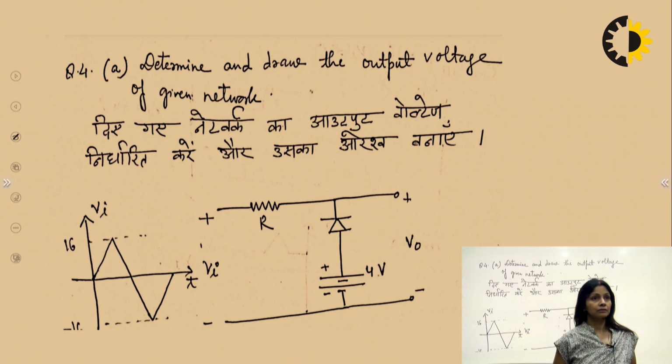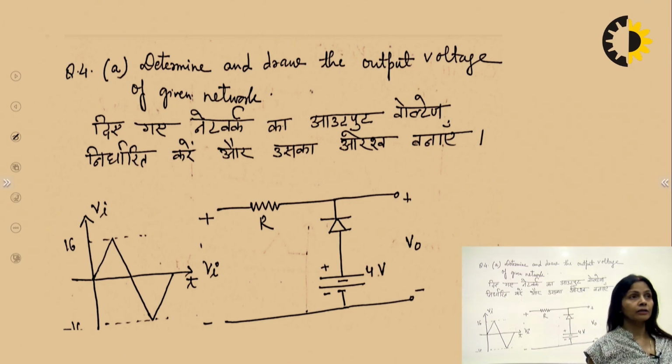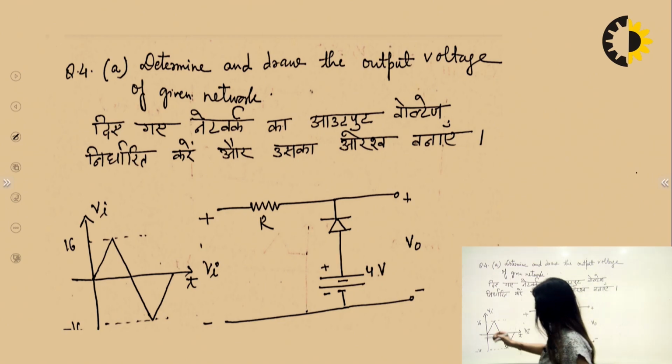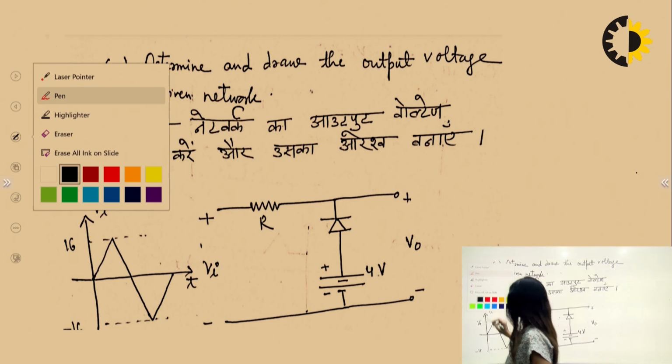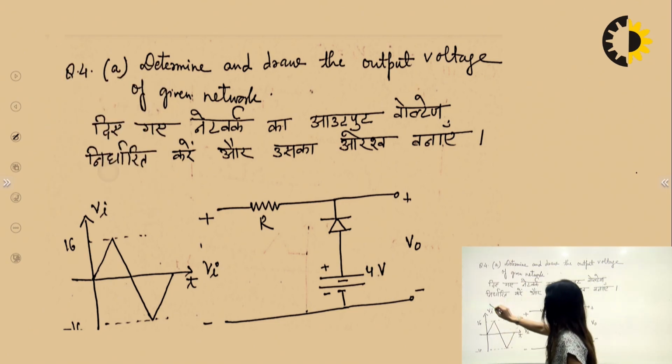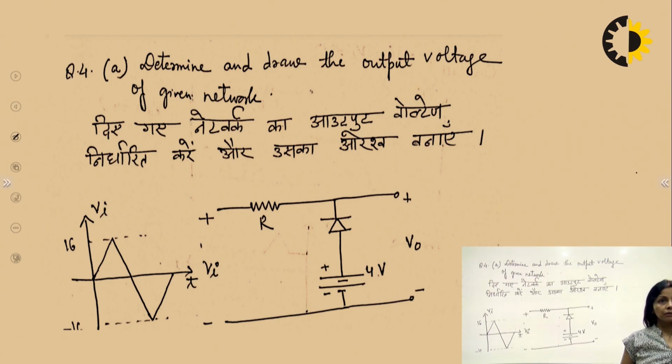Now, after explaining this particular network, we will do one more important question. So this is the question: determine and draw the output voltage of the given network. Right? So now we will do this important question. This is a clipper question.